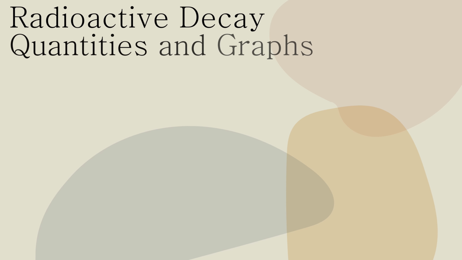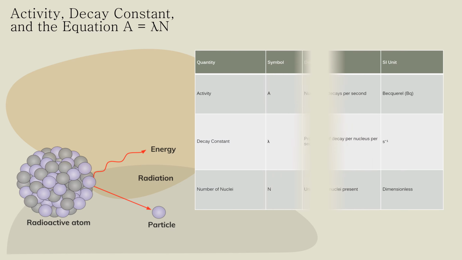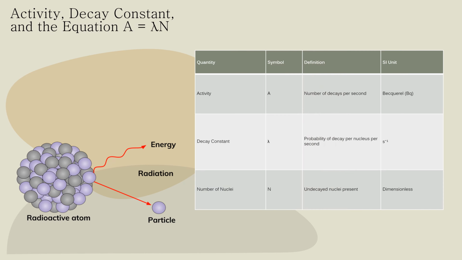Activity, decay constant, and the equation A equals lambda N, half-life and exponential decay curves and logarithmic interpretation. Activity is a measure of how quickly a radioactive source decays and is defined as the number of decays per unit time. In the SI system, activity is measured in becquerels, Bq, where 1 becquerel corresponds to 1 decay per second. The formula is A equals lambda N, where A is the activity, lambda is the decay constant, and N is the number of undecayed nuclei present at that time.